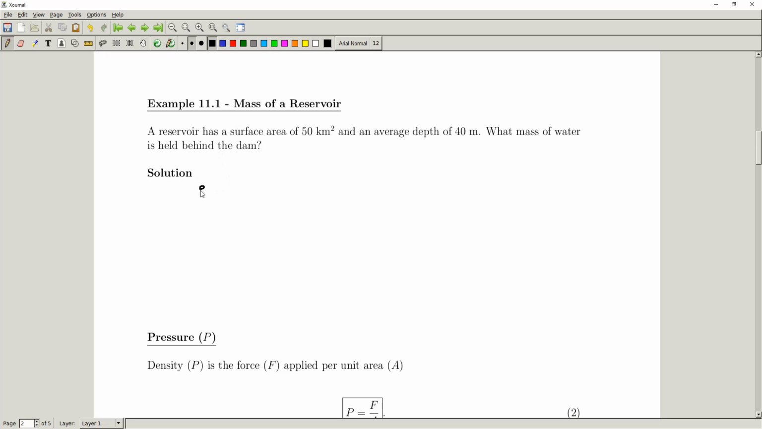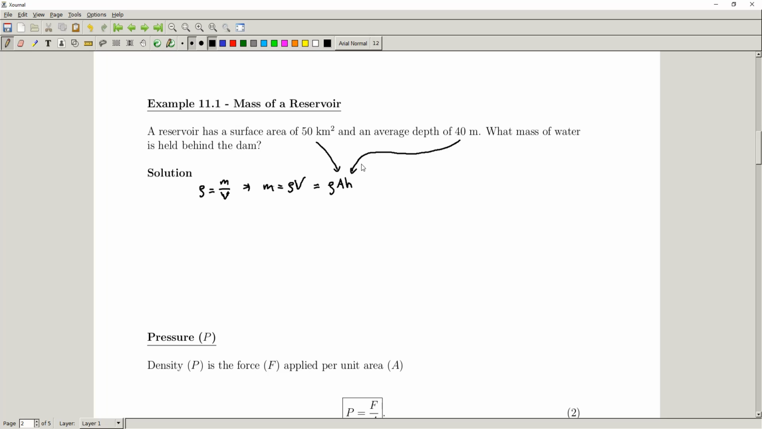Well, we know that our density is equal to the mass over the volume, right? But we can also rewrite this if we want just the mass. We want the mass here, so mass is equal to density times the volume. It's supposed to be a capital V. And so what's our volume here? Well, our volume is simply going to be our surface area times our height. So V becomes surface area times height, where we're given that surface area, our 50 kilometers squared, and the height is 40 meters, right?